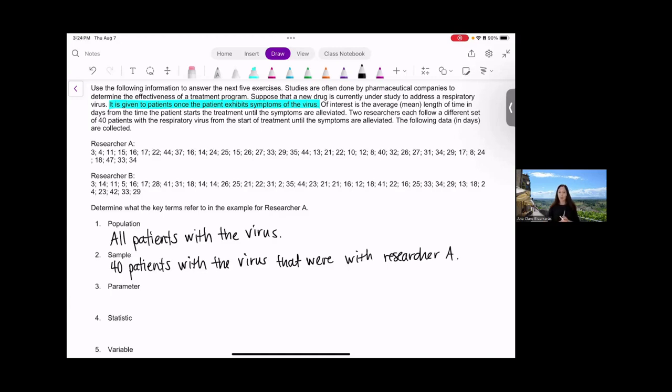Now, the parameter is that characteristic value that refers to the population. So what is the population that we're looking at? Well, we do know that of interest is the average or mean length of time in days from the time the patient starts the treatment until the symptoms are alleviated.